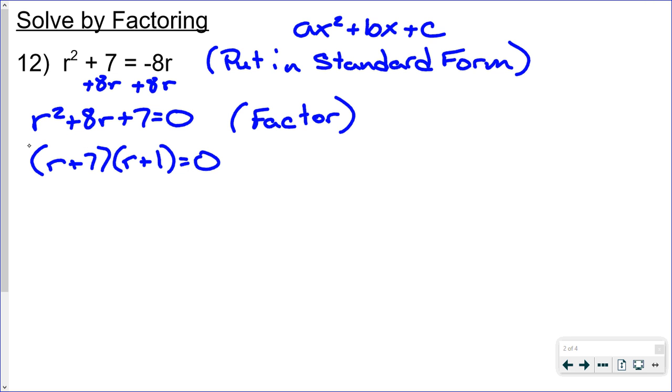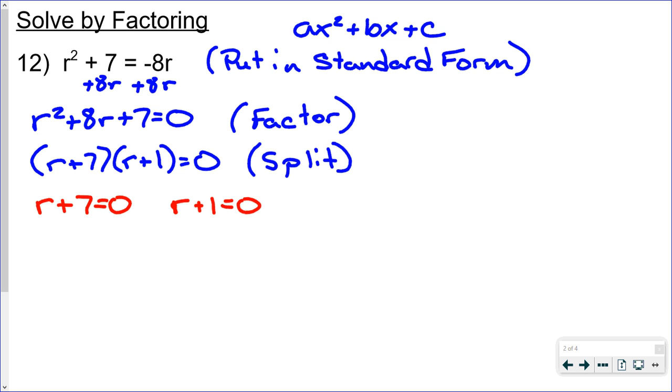So what that means is either r plus 7 could be 0 or r plus 1 could be 0, because when you multiply these together, at least one of them has to be 0 for the product to be 0. And so now I'm going to split this into two equations. One equation is going to be that r plus 7 is equal to 0, and the other one is going to be that r plus 1 is equal to 0. And now I just solve these.